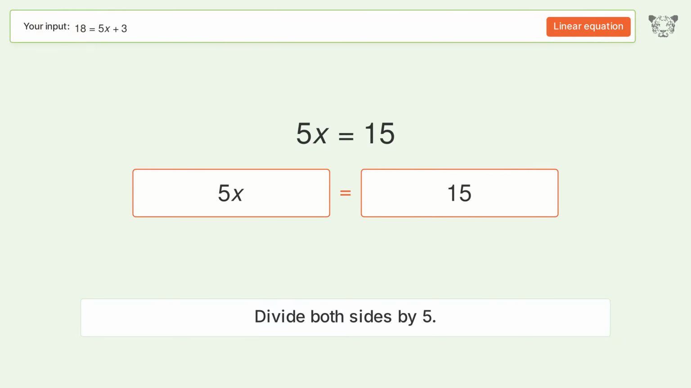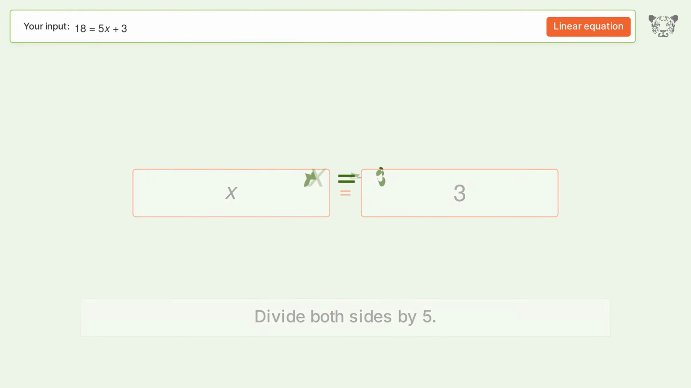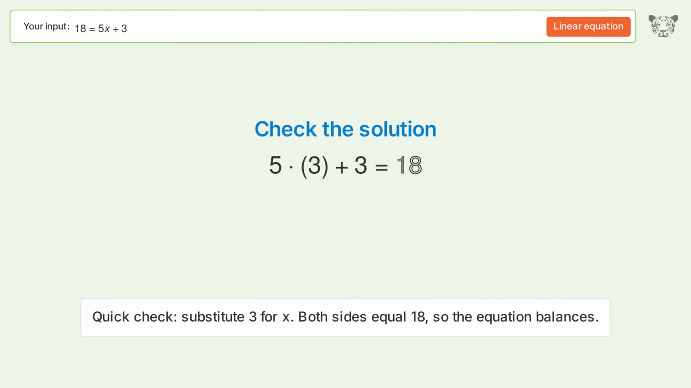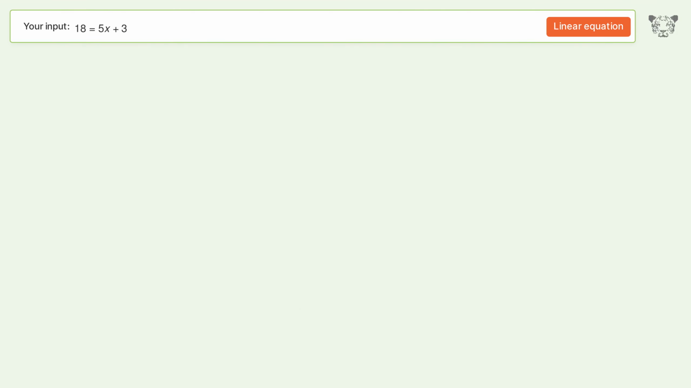The variable coefficient is 5. Divide both sides by 5 to leave the variable alone. Quick check, substitute 3 for x. Both sides equal 18, so the equation balances. So, x equals 3.